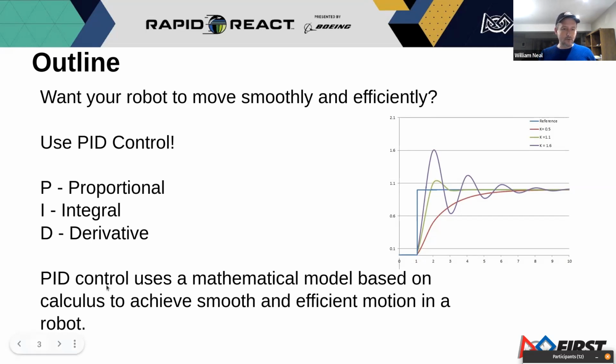So in summary here, you see at the bottom, we've got a mathematical model based on calculus. And hopefully when we're done with all of this, we're going to get smooth motion in our robots.